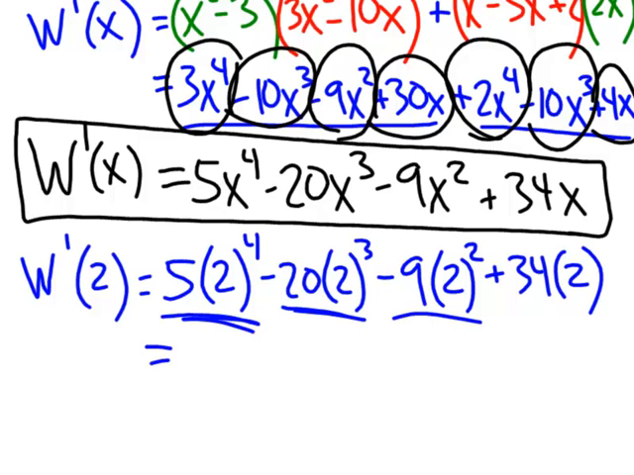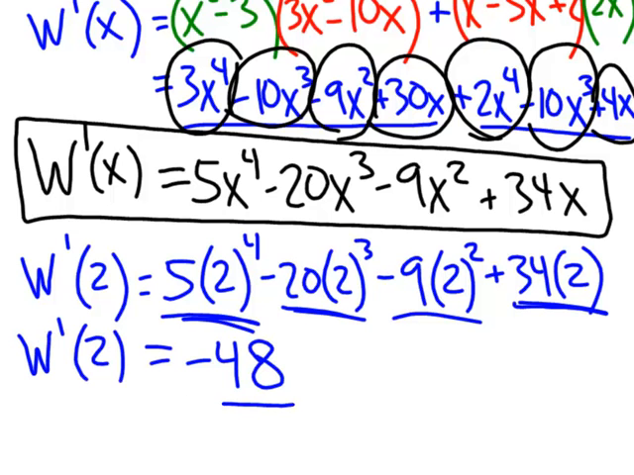Minus 9 times 2 squared. That's minus 36. So negative 80 minus 36 is negative 116. Plus 34 times 2. That's going to be plus 68. And that should give us negative 48. And if you're not totally comfortable with your mental math, I don't blame you, I understand, but at the same time, we're going to check with the calculator in just a moment anyway, so why not take the opportunity to practice your mental math?